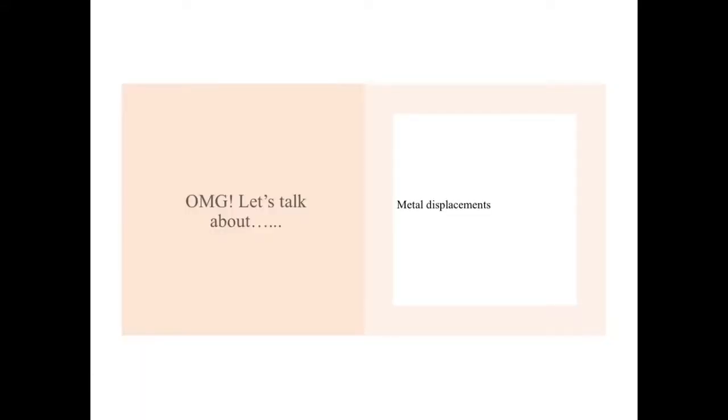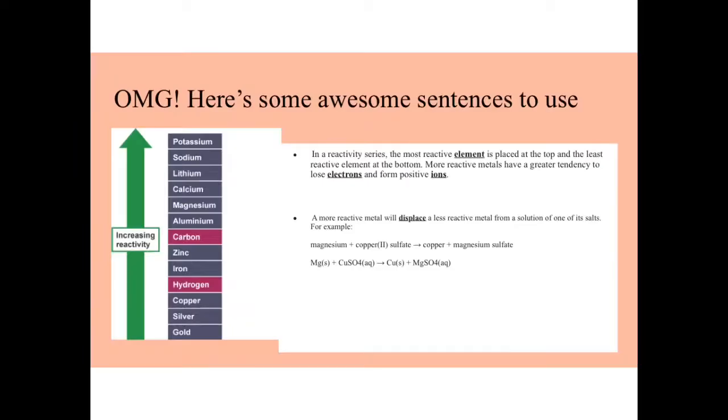Metal displacements. This is how we might get some metals out. So the more reactive metal will displace the less reactive metal, okay? More reactive metals have a greater tendency to lose electrons and form positive ions. So if you're higher up the reactivity series, you will be more reactive and more likely to displace another element.